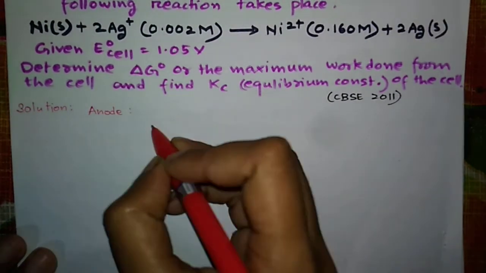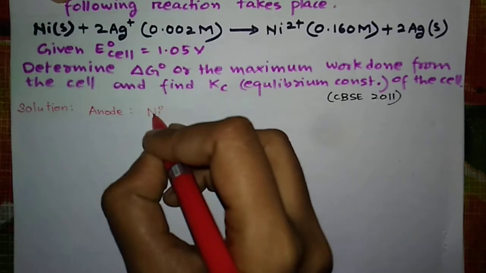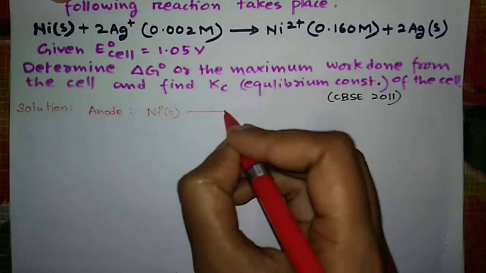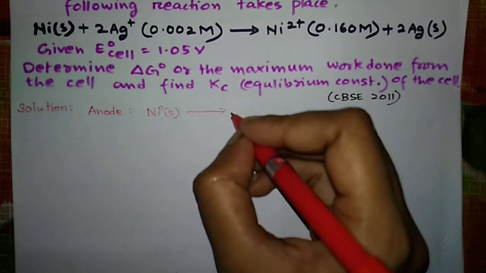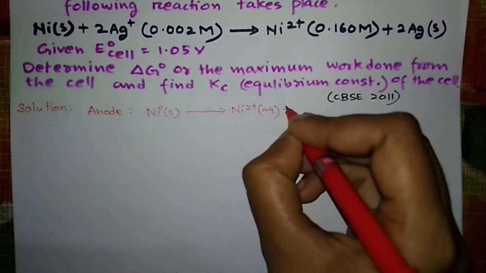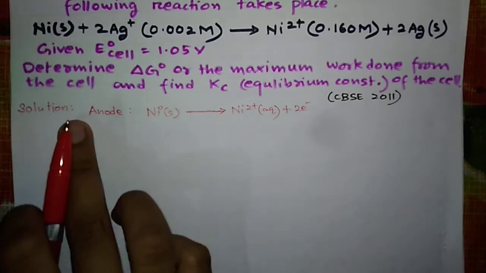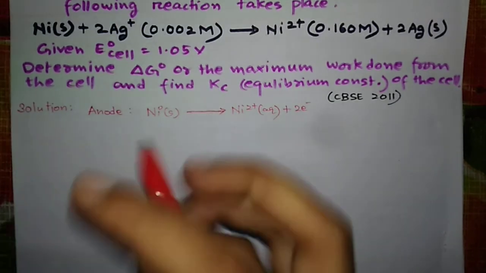You can try on your own also, right. So nickel is changing to nickel 2 positive, giving out the 2 electrons. So this is the process which is taking place at the anode, which is oxidation, right.